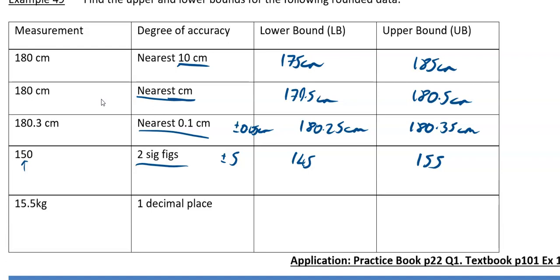Next one is 1 dp. So half of a dp, you're going to be going plus or minus 0.05. So 1 dp would have been 0.1, so half a dp is half of that, which is 0.05. So you're adding and subtracting that away. So the first one is just going to be 15.45. That's my lower bound, and my upper bound is going to be 15.55. Okay, remember your units in all of these questions, and that is you ready to do your practice book, page 22, question 1.